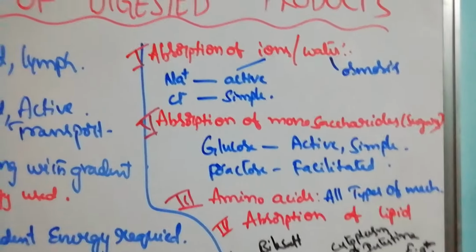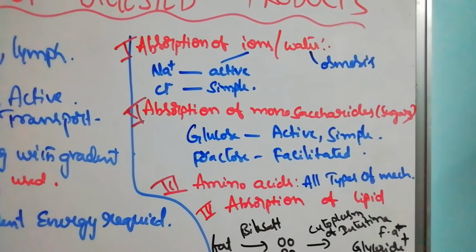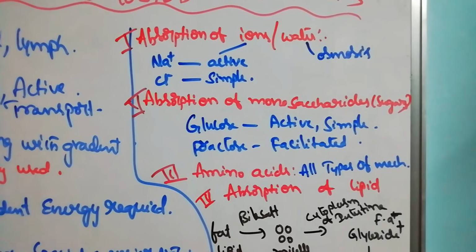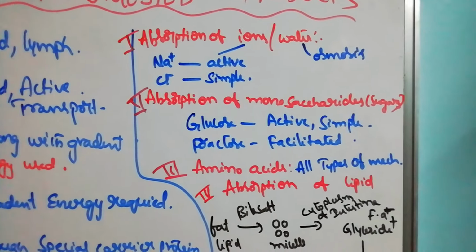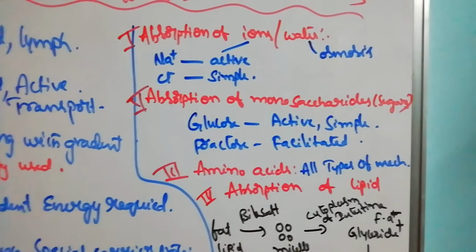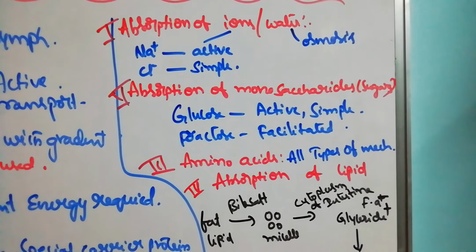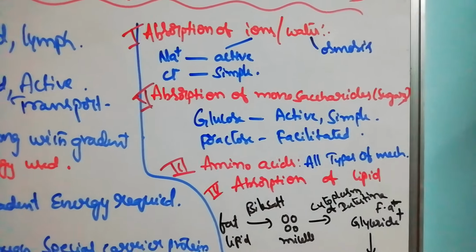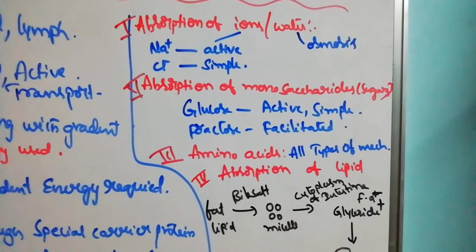Now, how are they absorbed? For example, take the absorption of ions and water. Water moves through osmosis, due to concentration gradient variation. Whereas sodium is absorbed through active transport, and once sodium is absorbed, it is followed by chloride to form the salt, sodium chloride. So sodium is active, chloride is simple diffusion. Water is also osmosis, simple diffusion only.